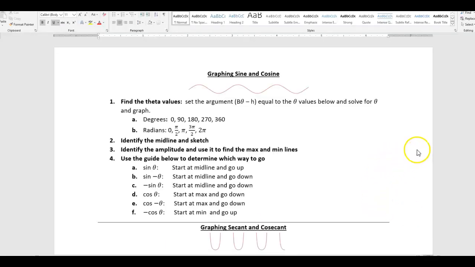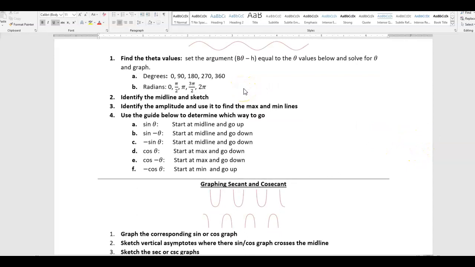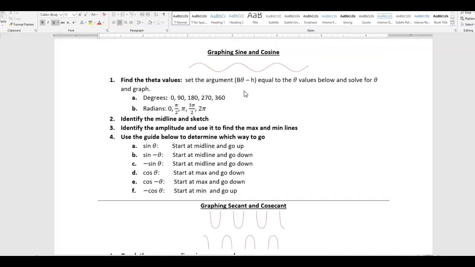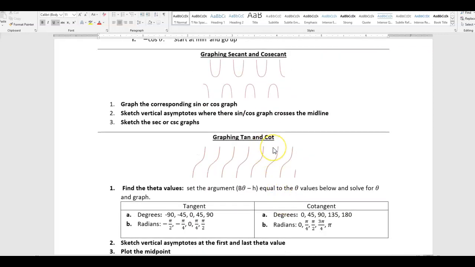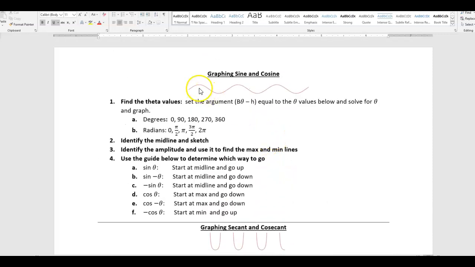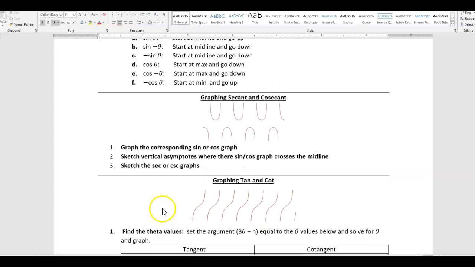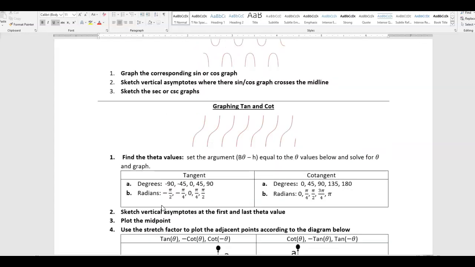So for this week, I have included a summary worksheet of how to graph all the functions that we talked about: sine and cosine, secant and cosecant, tangent and cotangent. On all of these, I give you a picture of what your outcome should look like. I talk about degrees and radians, whether you want to do it one way or another, and then the steps on how to do it, including factors that affect, reflections and whatnot. So we're going to get a chance to go through each of these.